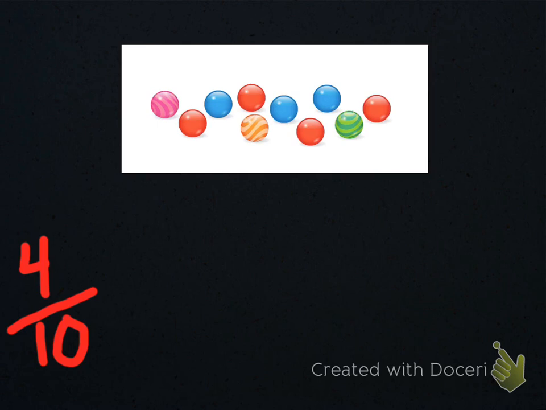Now, what if I asked you how many of the marbles are blue? You would count up the blue marbles, and I would see that there are 3. Again, our denominator remains the same. There are still 10 marbles all together in the set. So 3/10 of these marbles are blue.